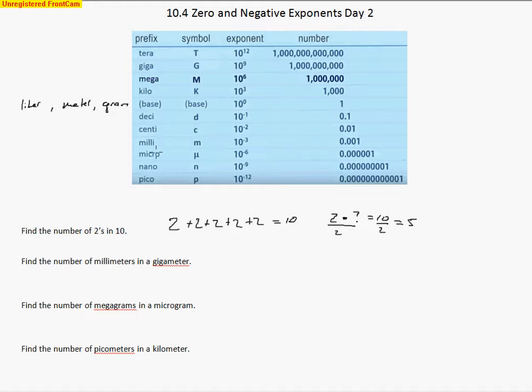If we're dealing with a millimeter, we've got a small distance. It's 10 to the negative third. It's 1,000th of a meter. You can see it's 1,000th because right here, 0.001 is 1,000th. And we're trying to go to a gigameter. A gigameter would be a billion meters, so we have 10 to the 9th, and this number right here represents 1 billion. We want to find out how many millimeters go into a gigameter.